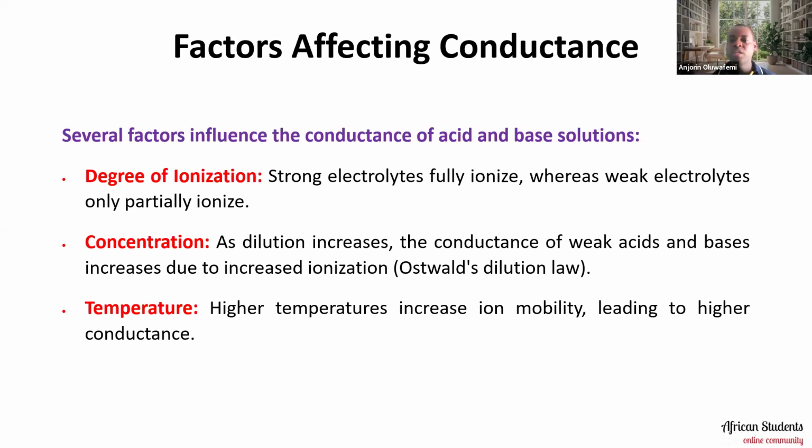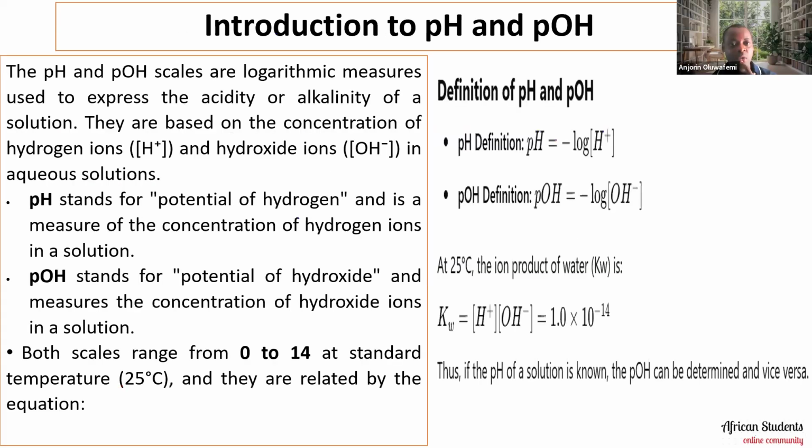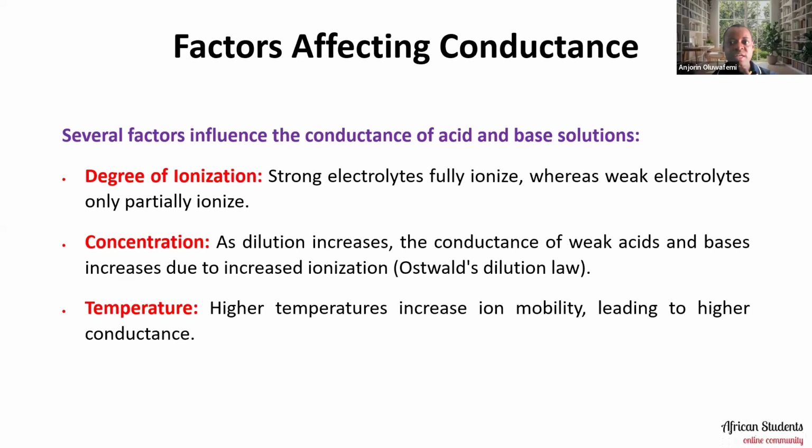Temperature is another factor. The higher the temperature, the more the ion mobility increases. Ions are able to move very freely, leading to higher conductance. So when the temperature is increased, the ion mobility will increase, and when the ion mobility increases, it will lead to higher conductance. So we should take note of this. Please, we have looked at conductance, and a qualitative comparison between strong acid and weak acid conductance, strong base and weak base conductance, and also the factors that influence conductance of acid and base solutions.